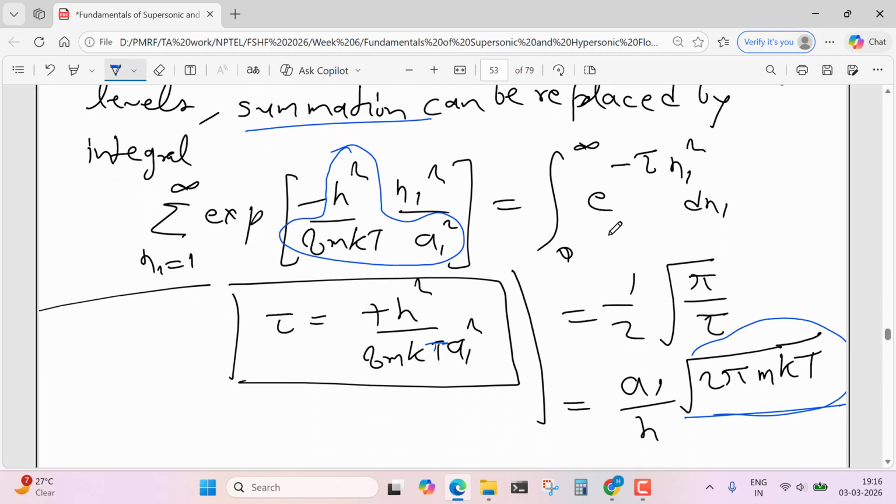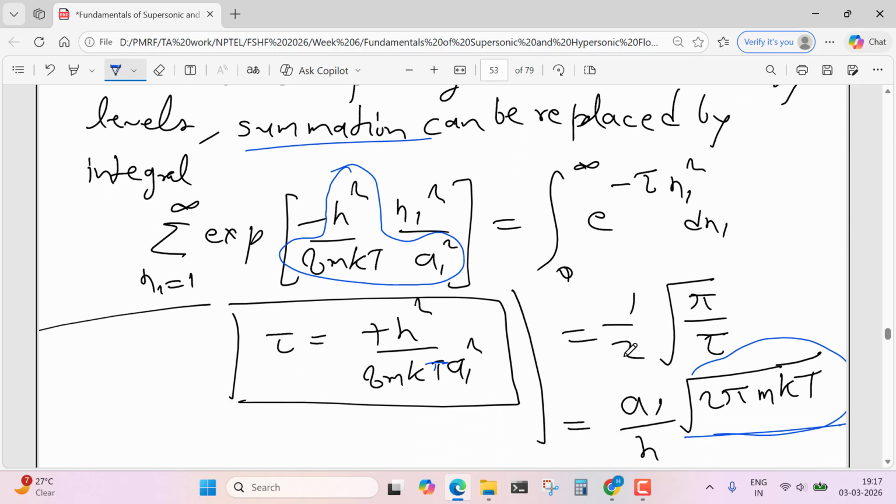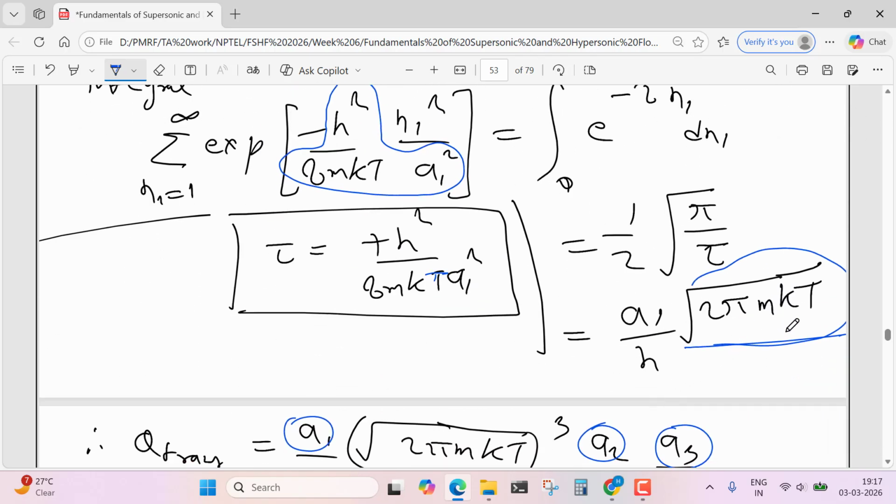And the value of this integral is given by 1 upon 2 under root pi by tau. And if we put the value of this tau here, we will get a1 upon h under root 2 pi mkT. Similarly, for the other expressions, we will get a2 upon h under root 2 pi mkT and a3 upon h under root 2 pi mkT.